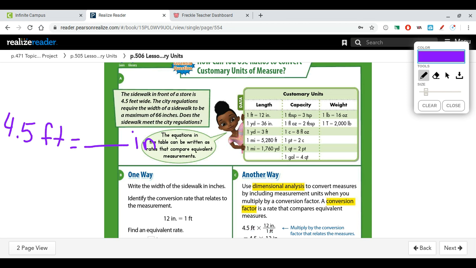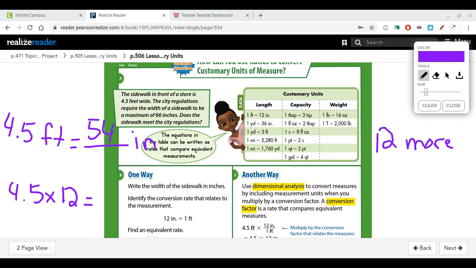In order to find that, I'm going to take 4.5 feet and multiply that by 12. And when I multiply 4.5 feet by 12, I end up with 54 inches. And so my answer is going to be 54 inches. So no, it does not meet the requirements. They need 12 more inches, or 1 more foot, is needed.